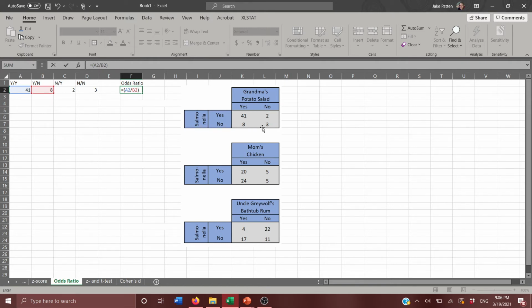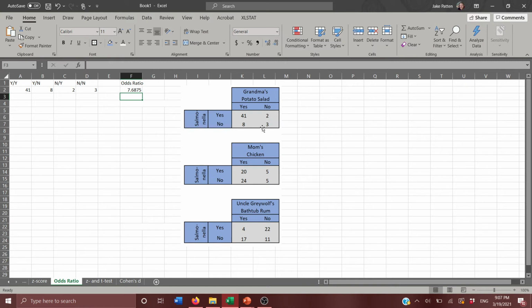Then we're going to divide the result of that by another proportion here. And that is going to be the no's. So for people who did not eat potato salad, we're going to divide the yes, they got salmonella, by the no, they did not get salmonella. So this is just going to be C2 divided by D2. Close your parentheses and hit enter. 7.69.